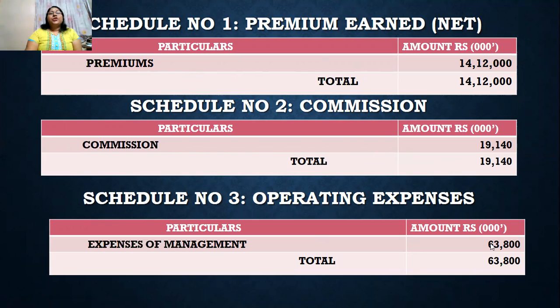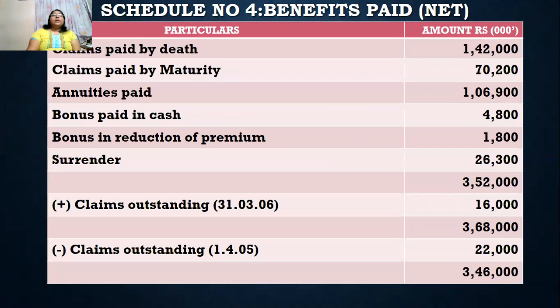After preparing schedules number 1, 2, and 3, we'll prepare schedule number 4, benefits paid, so we get an idea what the benefits paid are. Claims paid by death, paid by maturity, annuities paid, bonus paid in cash, bonus in reduction of premium, and surrenders all come in schedule number 4. So I'll get the summation as 3,52,000.